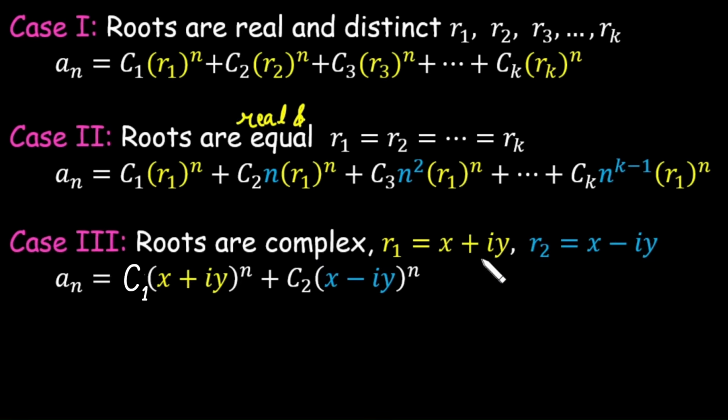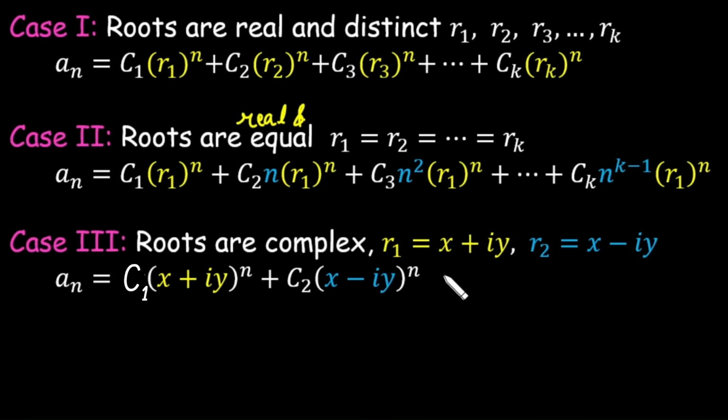Complex means x plus iota y form, x minus iota y, and the complex roots occur in conjugate pairs. So it's a plus iota, here it is a negative iota. In this case, first we will write the solution of the recurrence relation in the case of 1. As they are distinct roots, we can write first constant, first root raised to power n, plus second constant, second root raised to power n.